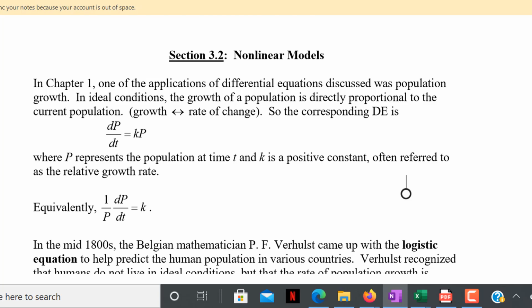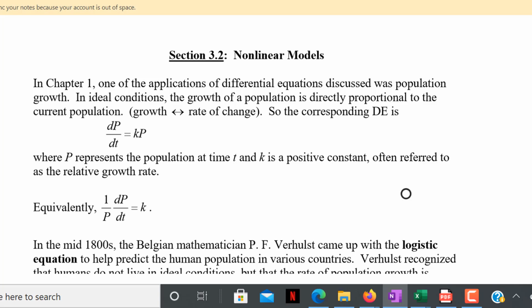Section 3.2 is on nonlinear models. 3.1 was on linear models. And it starts out saying in chapter 1, one of the applications of differential equations discussed was population growth. In ideal conditions, the growth of a population is directly proportional to the current population.